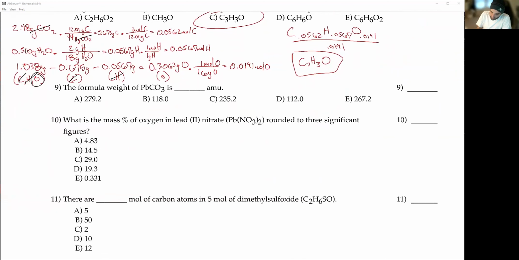Lead carbonate, 1 lead at 207.2, 1 carbon at 12.01, and 3 oxygens at 16 each. When I add all of that up, you should end up with a total of 267.21 grams per mole. There it is, 267.2. So that should be your answer there.